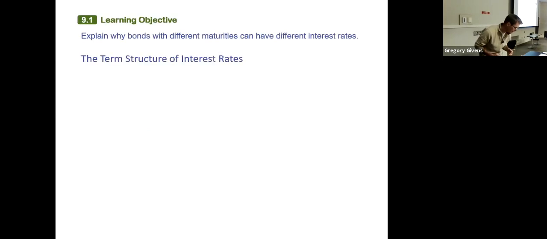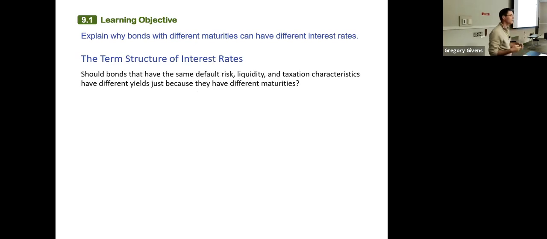All right, so the central question then that we're interested in is whether or not bonds that have different maturities should be expected to have different interest rates. Why are they different, or should we expect them to have different interest rates? I think the only sensible way to try to answer this question is if we compare interest rates on bonds that obviously have different maturities, but are otherwise very similar, if not identical to one another, in all of these other types of bond characteristics.